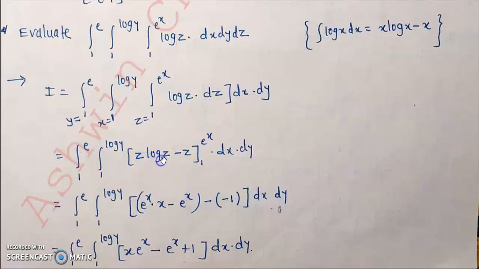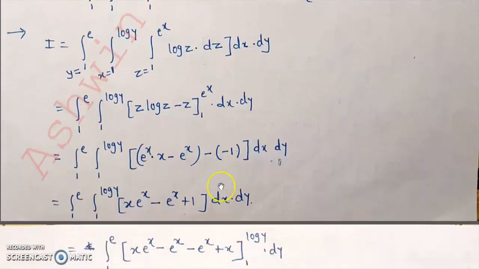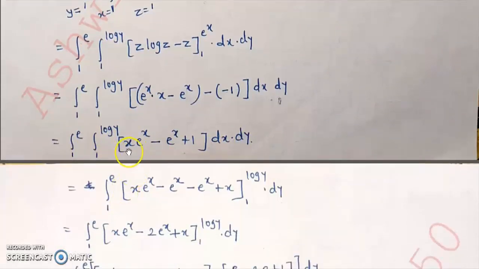So 1 into log 1. Log 1 is 0. That's why the first term is 0 minus 1. So this bracket contains minus 1. Okay. When we open the bracket, we get x e raised to x minus e raised to x plus 1 dx and dy. Now the second integral is with respect to x. So we come here for the u into v form. So with respect to x, we have x as it is, integral of second, that is e raised to x, the integral is e raised to x, minus derivative of first, that is derivative of x, which is 1, and one more integral of second, that is again e raised to x.